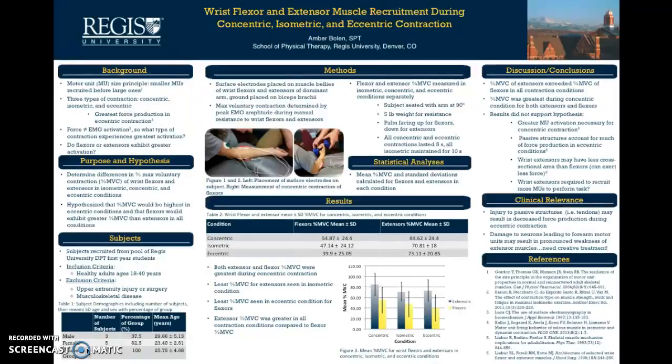Clinical relevance to our findings includes the fact that injury to passive structures will likely have a great impact on ability for eccentric contraction. Additionally, damage to neurons leading to forearm motor units, like in stroke, depending on the actual course of the damage, requires us to prescribe exercise creatively.